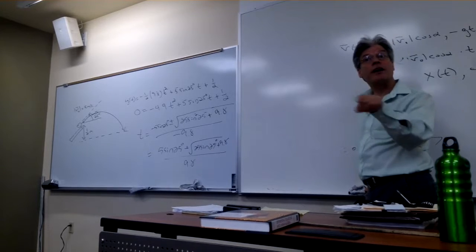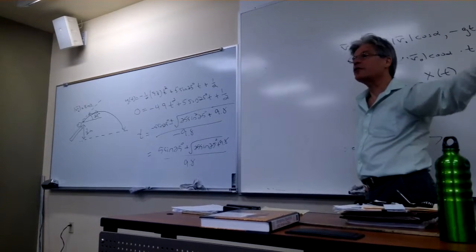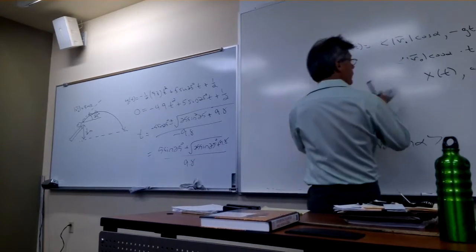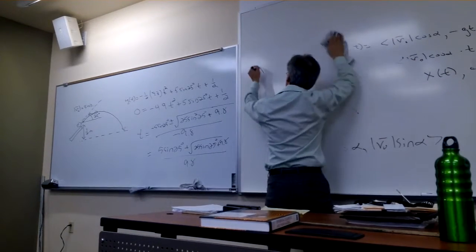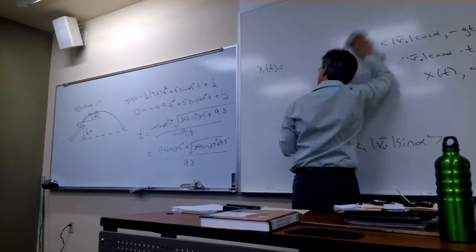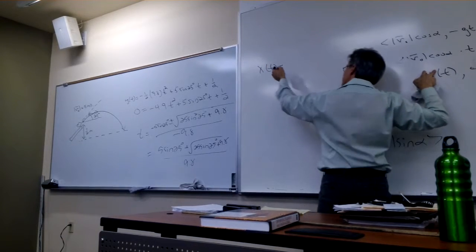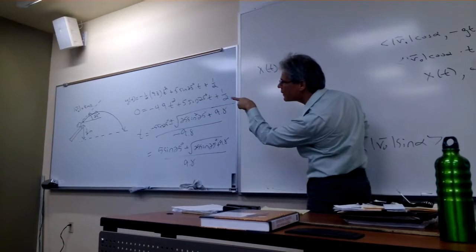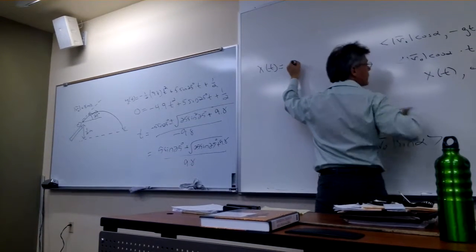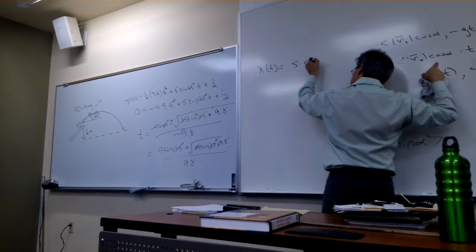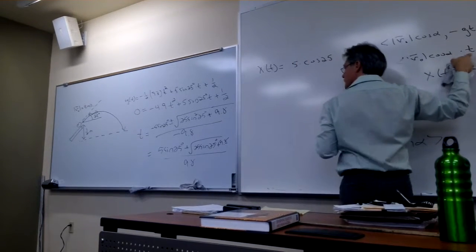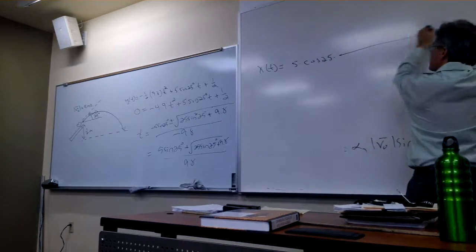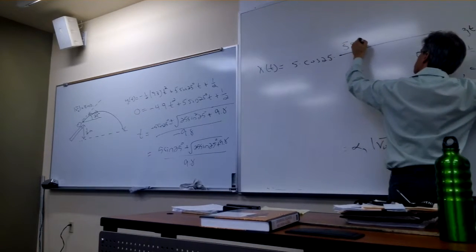To find out the corresponding range for which the mouse flew, you plug it into the horizontal component. I know I've erased it, but the horizontal component was nothing more than the magnitude v naught, which is 5, times cosine of alpha, which is 25. So cosine 25 times t, and that t value sitting right there.